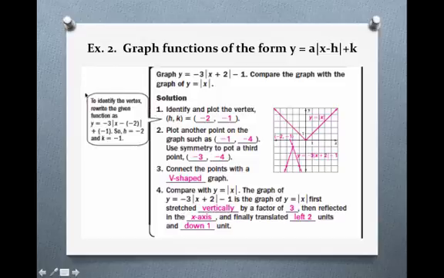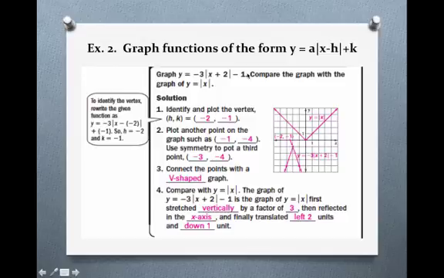If you look over here in the little bubble to the side, it says to identify the vertex, rewrite the given function as y equals negative 3 times the absolute value of x minus negative 2. That's because there's x minus h in the original formula. And then plus negative 1 because the original formula has plus k. Once you have it in that form, with x minus something inside the absolute value bars and plus something outside, you can read what h is and what k is. So h is negative 2 and k is negative 1. So we know our vertex is at (-2, -1).